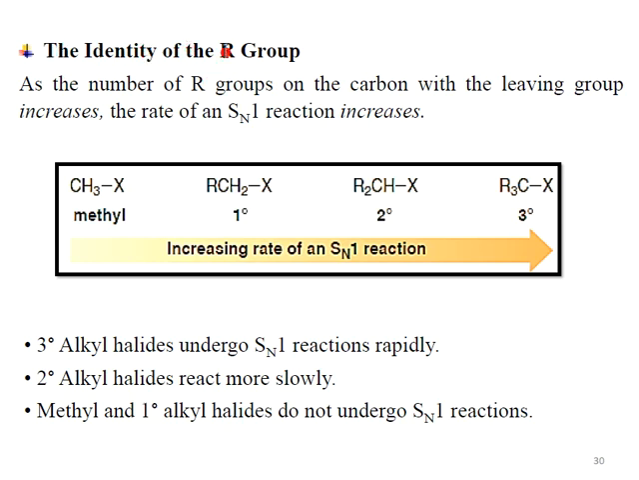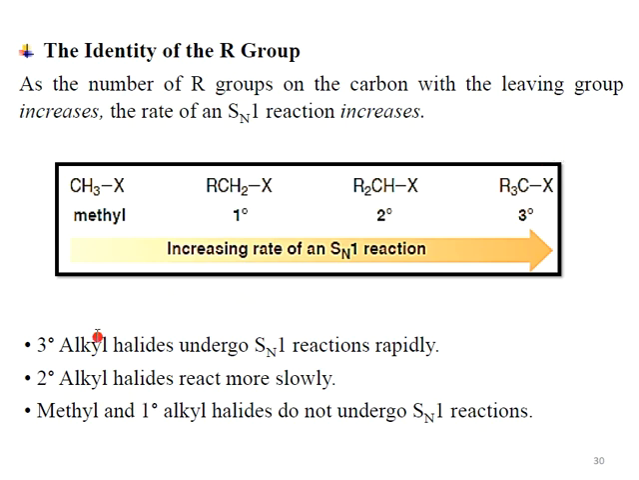And here, the identity of the R group. More R groups means the rate of reaction will increase, the reverse of SN2. In SN2, more R groups means the rate of reaction decreases. Here, with more R groups, the SN1 reaction rate increases. Why? It depends on the stability of the carbocation. You can write here: dependent on the stability of the carbocation.